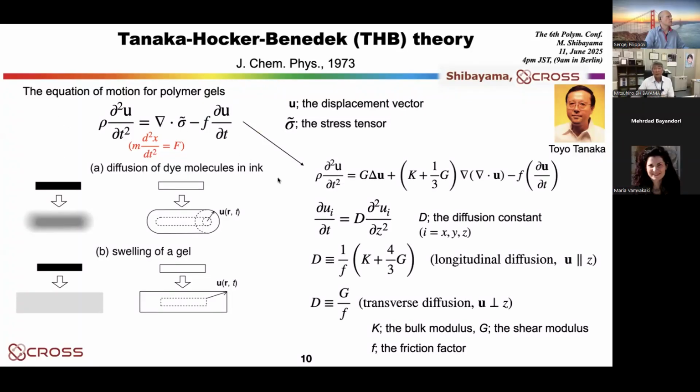So starting from this equation, he manipulated this term and expanded this to this. And then by ignoring this term, the inertia term, he simplified the equation and ended up with the diffusion equation. This is well known, the diffusion equation, where u_i is the displacement vector, or just displacement, in the direction of x, y, or z. So if the electric field is applied in the z direction, then we can have two diffusion coefficients. One is the longitudinal diffusion and the other is the transverse diffusion. The factors are a little bit different from each other, where K is the bulk modulus, G is the shear modulus, and f is the friction factor.